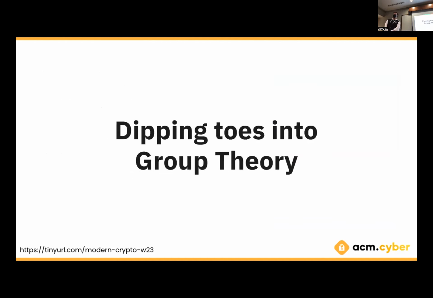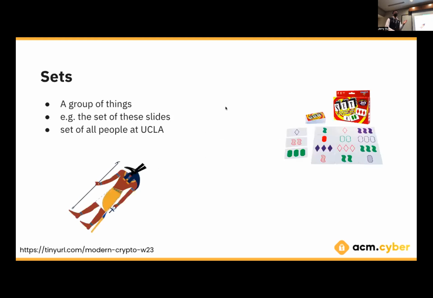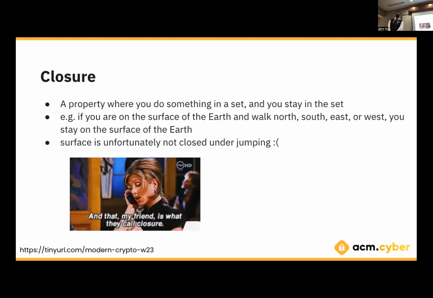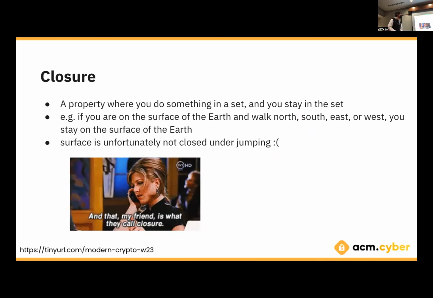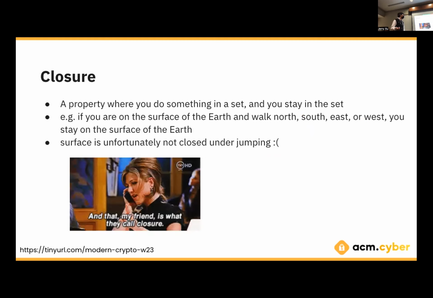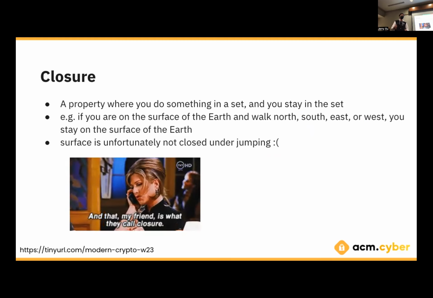To get into modern cryptography, we first have to give a little bit of background in group theory. First of all, what is a set? A set is just a group of things. This might sound obvious, but for example, the set of these slides forms a set, and the set of all people at UCLA forms a set. Closure is a property of a set, where if you do something, you stay in that set. For example, if you're on the surface of the earth and you walk north, south, east, or west, you still stay on the surface of the earth. So the surface of the earth is closed under walking north, south, east, or west. However, if you jump, you leave the surface of the earth, so it's not closed under jumping.